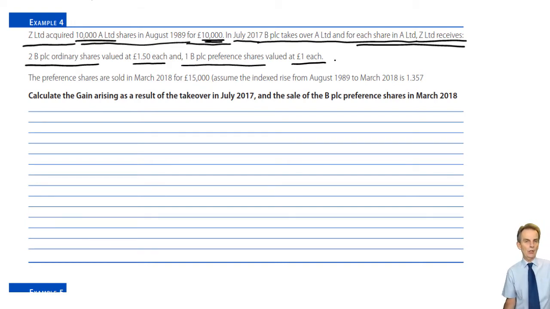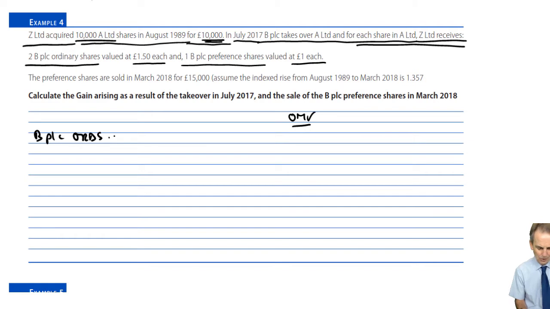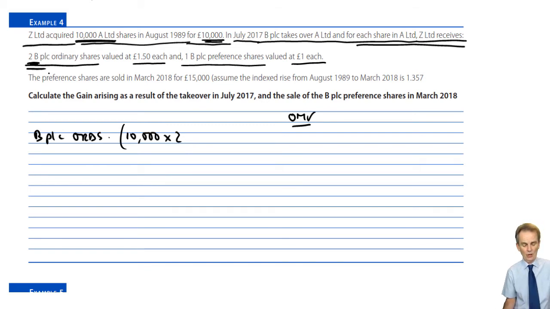So all we've got to do is a nice, simple little working. You will need 2 columns, as we did before. We will list out the open market values of what you now receive on this takeover from B plc. What do we therefore receive? We receive B plc ordinary shares. What are the terms? 2 for each of the 10,000. So we own 10,000 shares in A Limited. We will receive 2 B plc ordinary shares for each such A Limited share held. And what are they worth? £1.50 each. So the market value of what we have received, 10,000 times 2, 20,000 times £1.50, is £30,000.